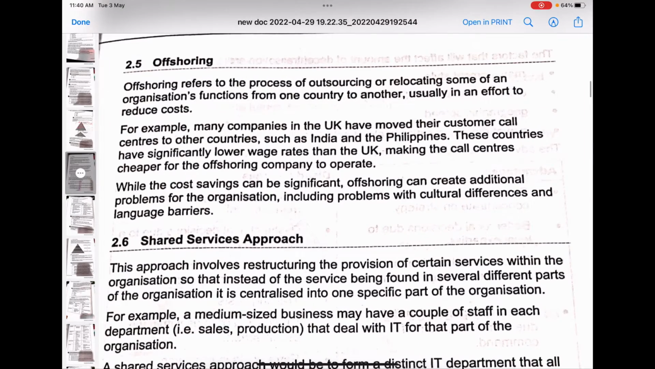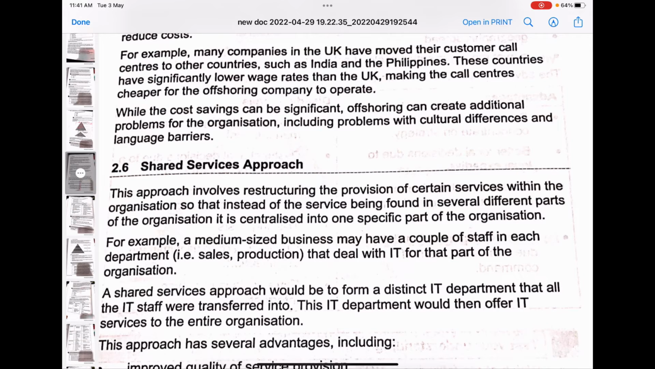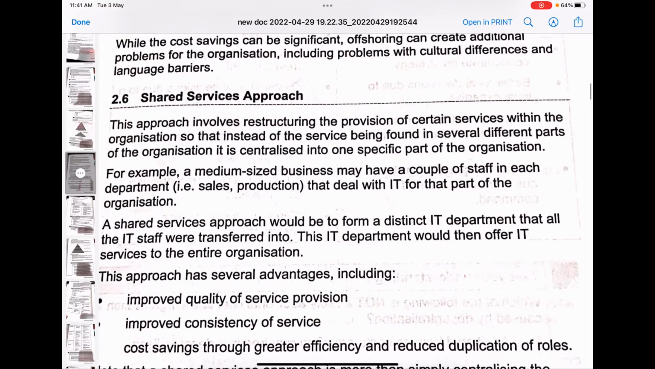Offshoring. Offshoring refers to the process of outsourcing or relocating some of an organization's functions from one country to another, usually in an effort to reduce costs. So, offshoring is nothing but outsourcing, but in this, there are two countries involved. For example, many companies in the UK have moved their customer call centers to other countries like India because there is cheap labor over here.